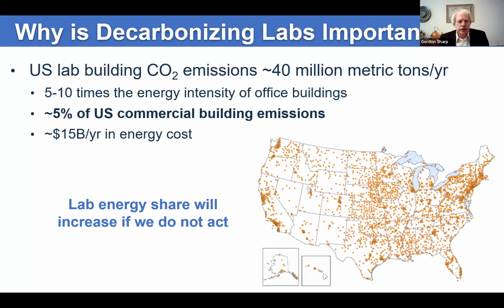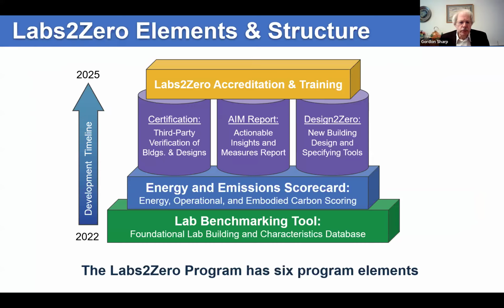If we go to the next slide. What we've put together is this program we call Labs2Zero. It builds on an existing tool, the lab benchmarking tool. To that, we've added energy and emissions scoring, similar to what's used in Energy Star, but more appropriate for laboratories. We're developing a certification program for those scores. Then we have 2 reports we call the AIM report and the Design2Zero report that we'll talk more about. And lastly, we have an accreditation program and training program that we'll be adding.